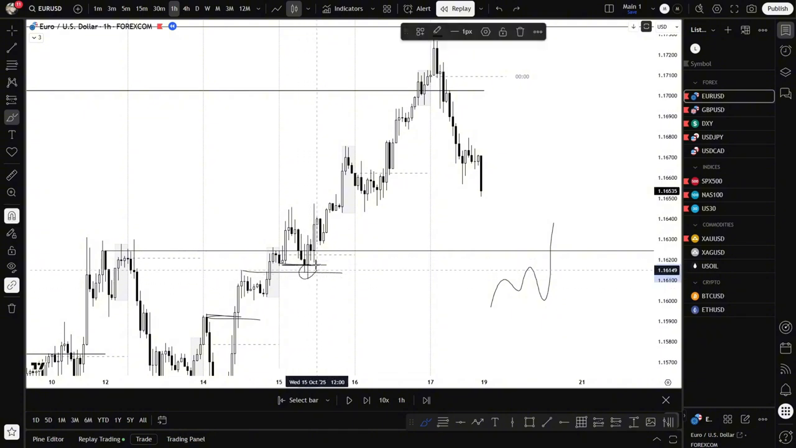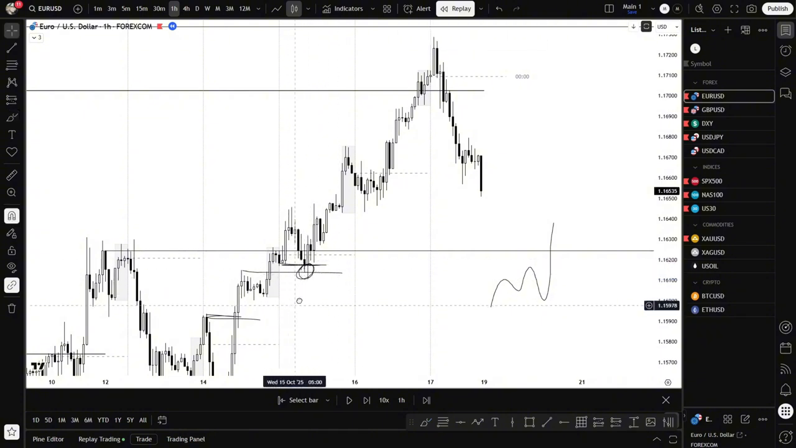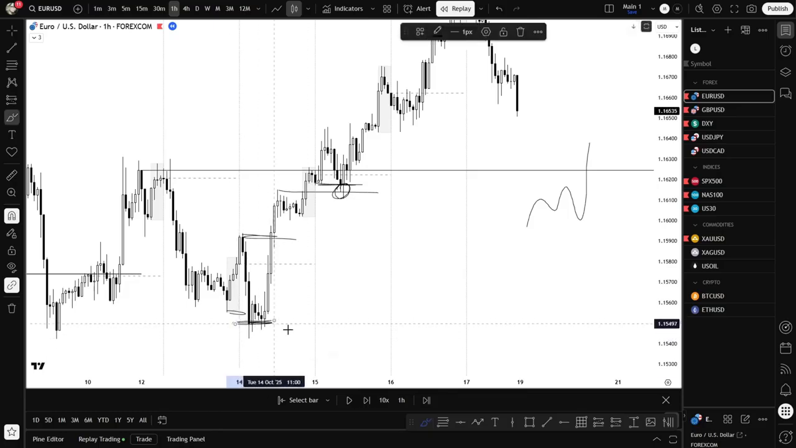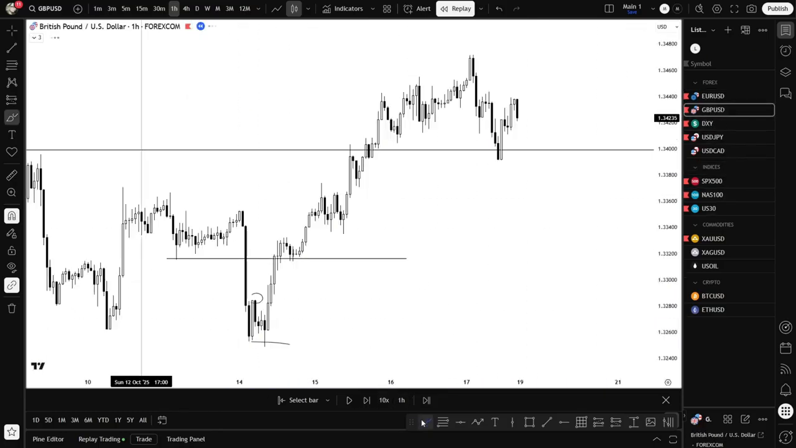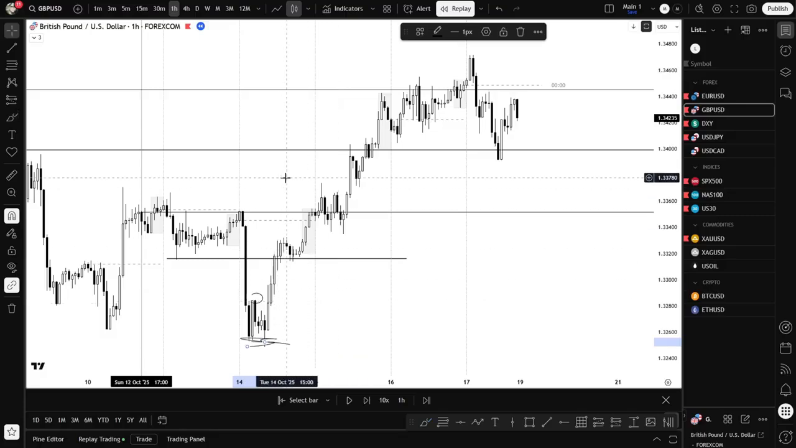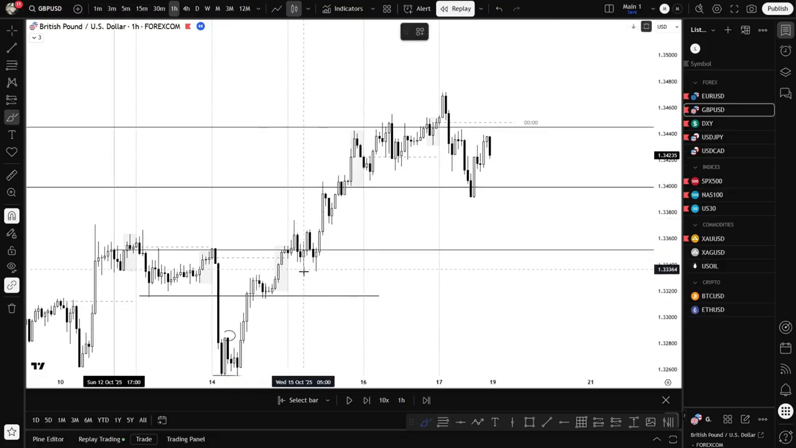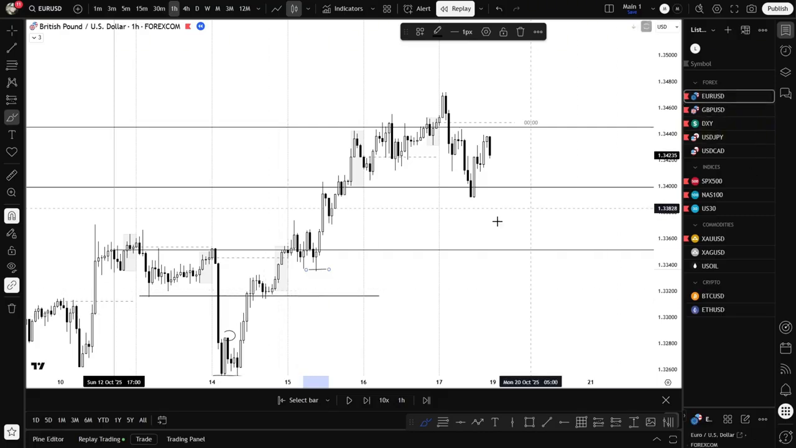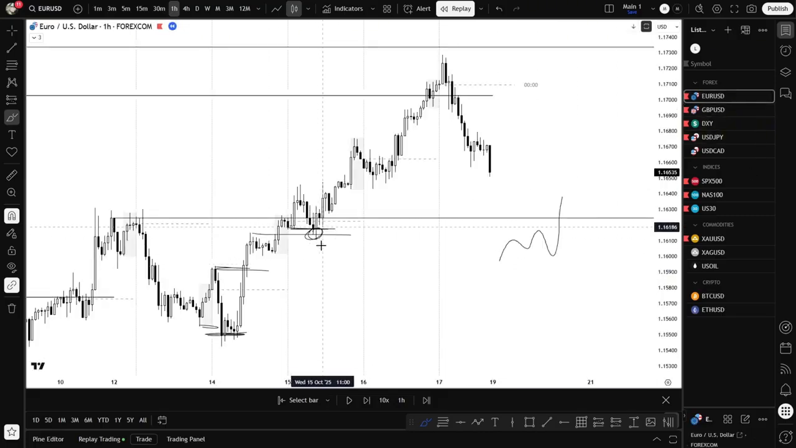Now we have the entry, right? This is a very high probability trade. Of course, the entry is here. The first entry on EU and GU is here, but the continuation is here, right? The continuation is here. Now after the expansion, right?